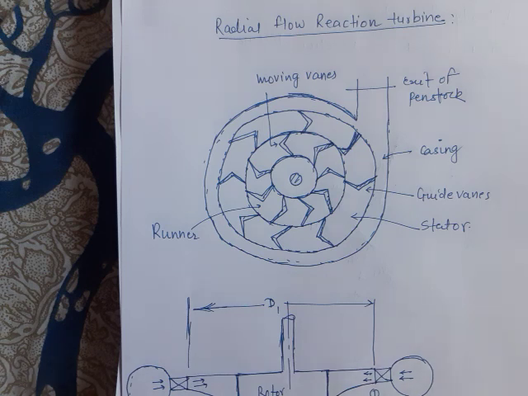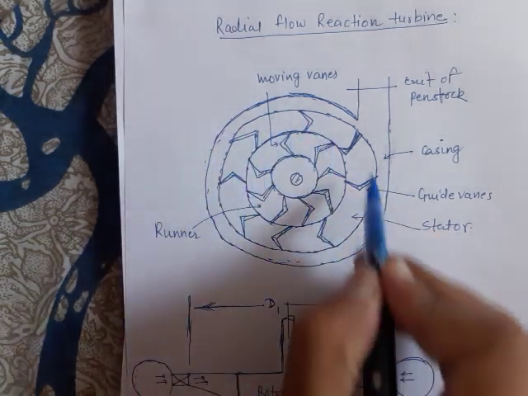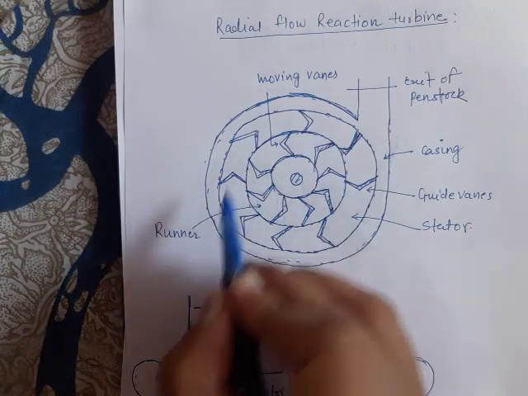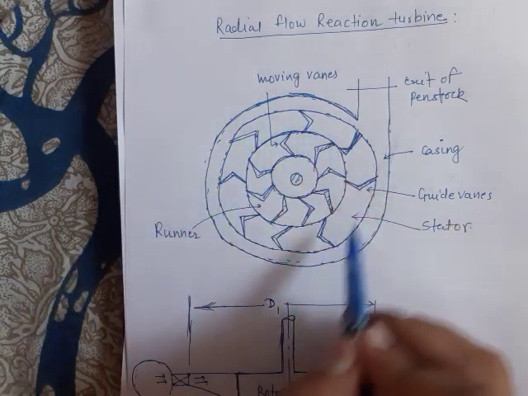Now I would be talking about radial flow reaction turbines. In this lecture, we will talk about radial flow reaction turbines, that is, either the flow is radially inward or the flow is radially outward. So this is a diagram of a radial inward flow reaction turbine.